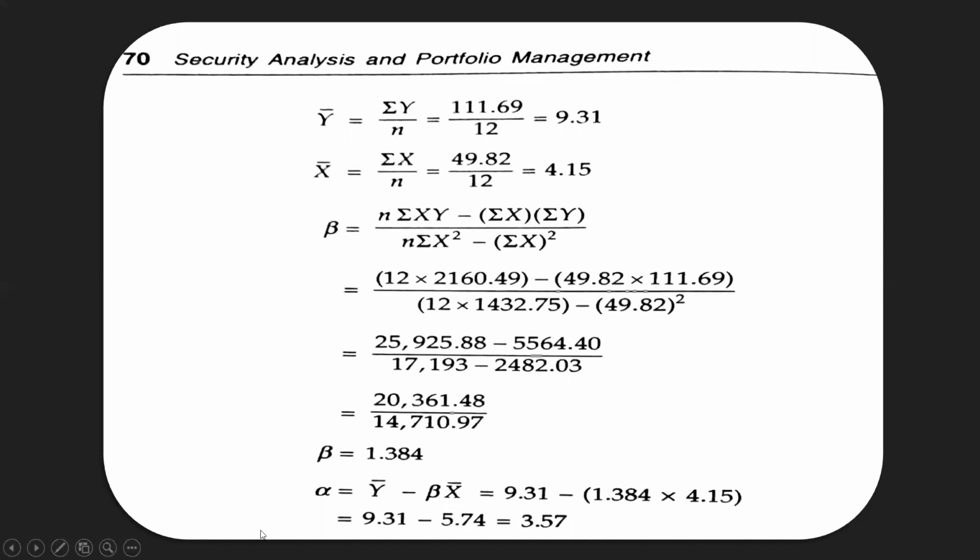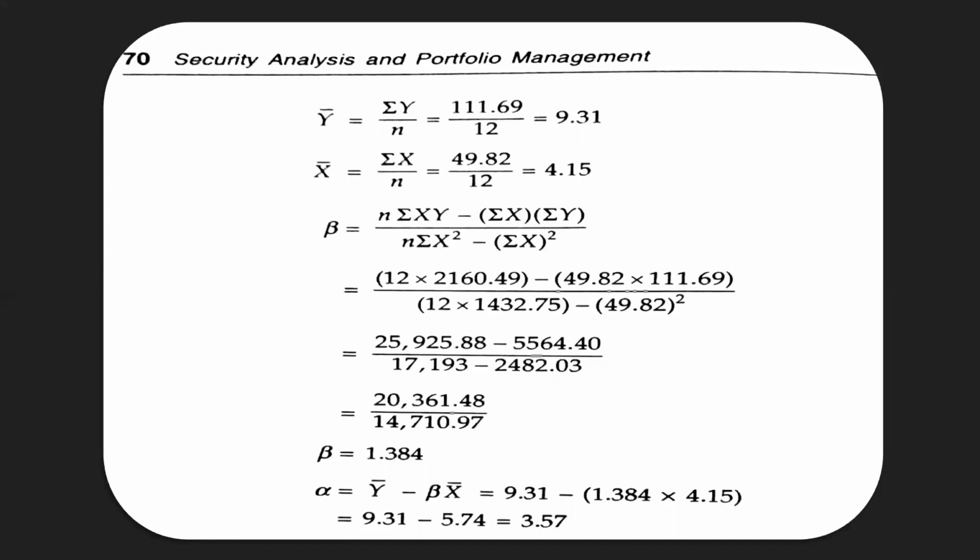So to calculate the beta value, we will be applying the formula n of sigma xy minus sigma x into sigma y divided by n sigma x square minus sigma x the whole square. Using that formula and using the values which have already been calculated, we are going to calculate the beta value, and the beta value came to 1.384. That is the beta value for the question.